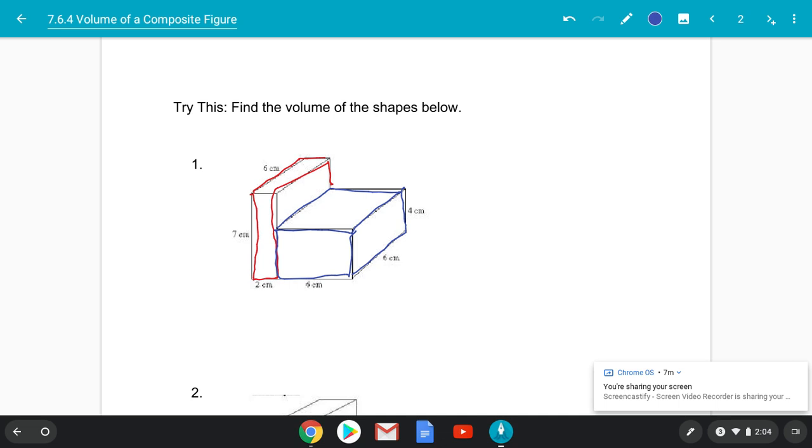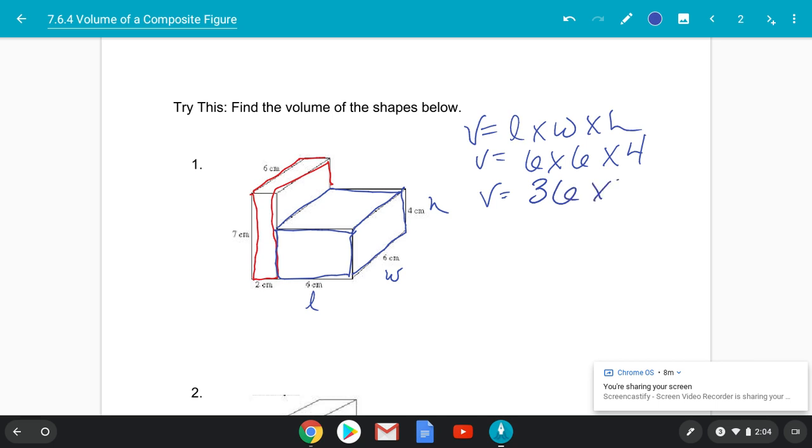I have the blue pen enabled, so I'm going to start with that piece. Again, we're going to do length times width times height. The 6 centimeters is going to be my length, my 6 centimeters on the side will be my width, and the 4 centimeters will be our height. So finding our volume, I'm going to do 6 times 6 to get 36, and then multiply that by 4, and we get a volume for this blue shape of 144 centimeters cubed.